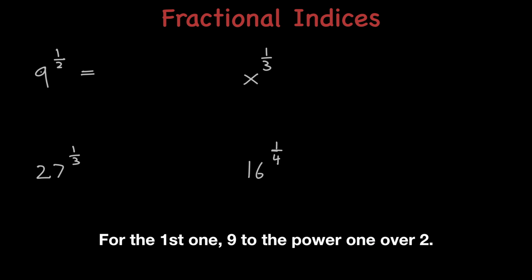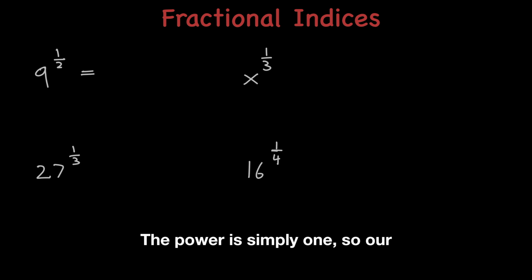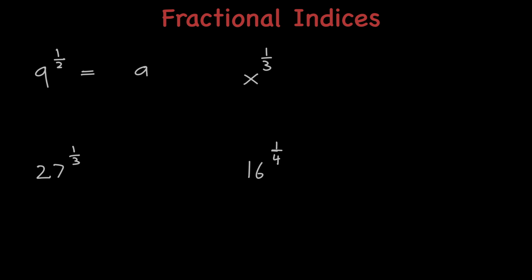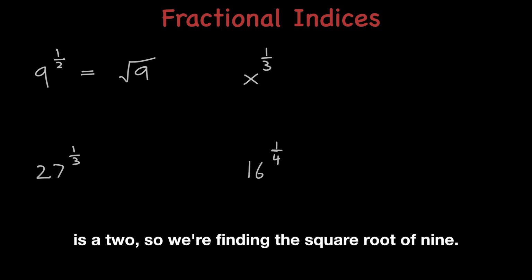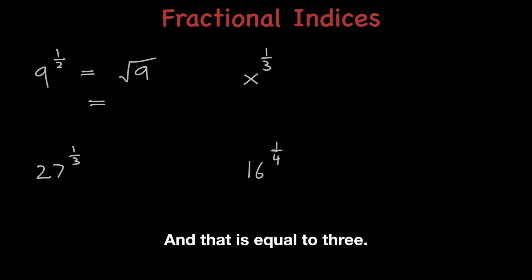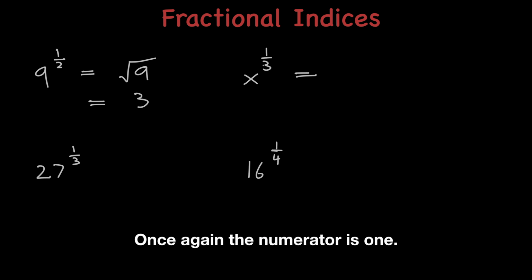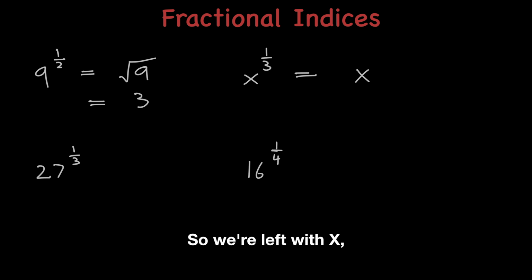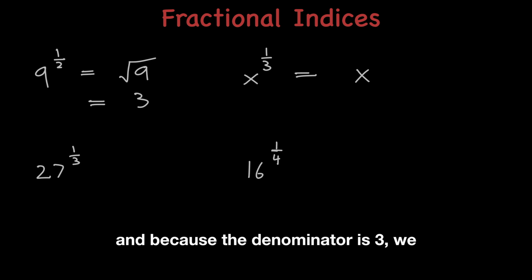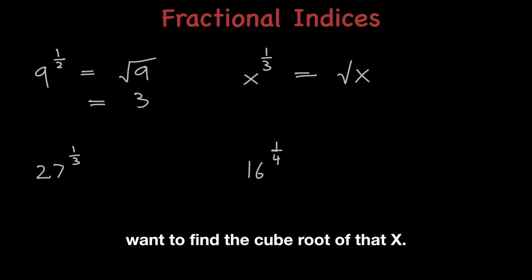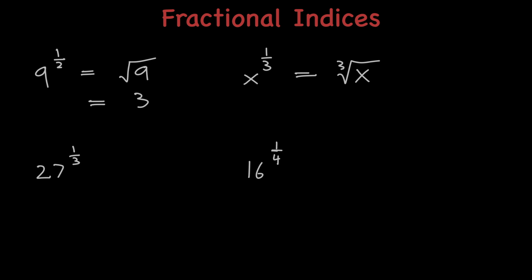For the first one, 9 to the power of 1 over 2, the power is simply 1, so our number 9 stays the same. And the denominator is a 2, so we're finding the square root of 9. And that is equal to 3. For our next example, x to the power of 1 over 3. Once again, the numerator is 1, so we're left with x. And because the denominator is 3, we want to find the cube root of that x.